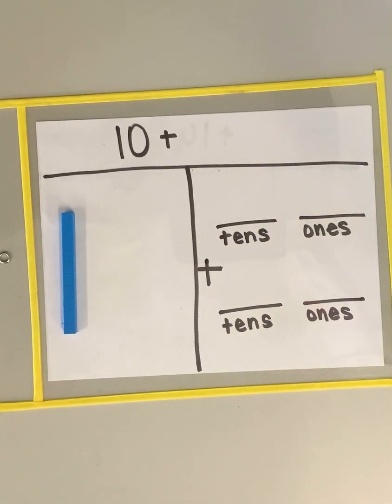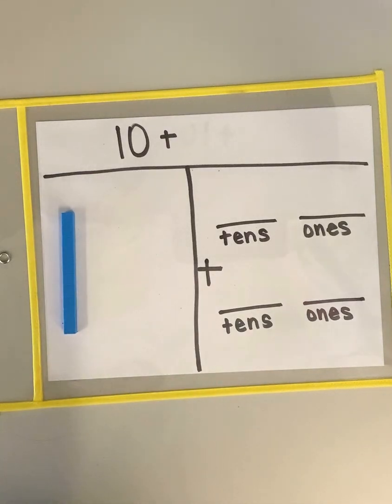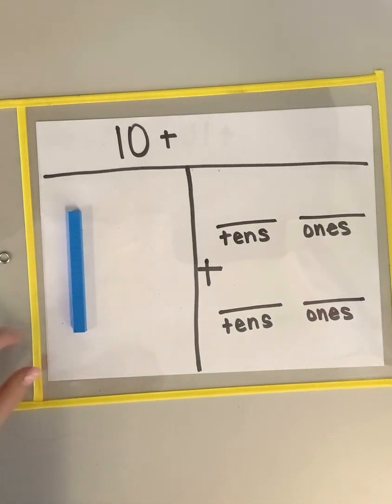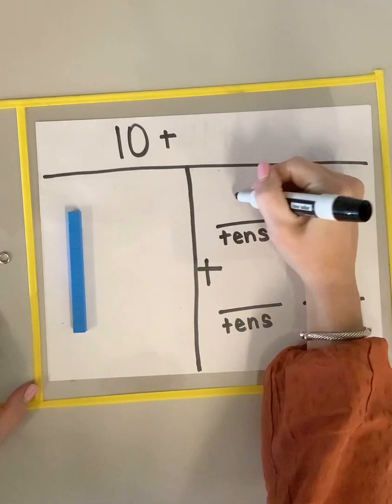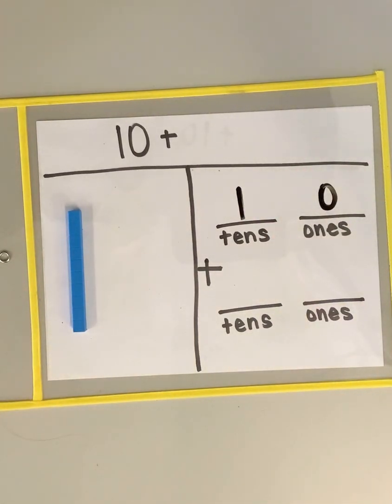Hi, first grade. Today we are going to be learning an addition strategy called the Easy 10 Slide. The Easy 10 Slide is a strategy that we use anytime we're adding a one-digit number to the number 10. We're starting off with 10, and when I have 10, I know that I have a 1 in the tens place and a 0 in the ones place.